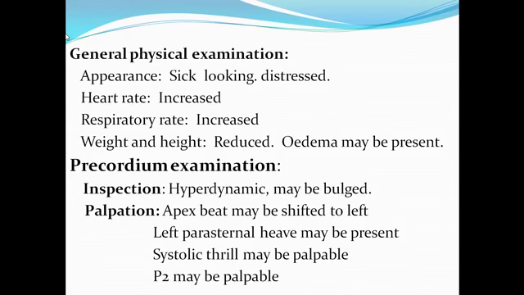When we examine the precordium, on inspection the precordium is hyperdynamic and may bulge. On palpation of the precordium, the apex beat may be shifted to the left. Left parasternal heave may be present. Systolic thrill may be palpable. P2 may be palpable. When pulmonary hypertension has developed, P2 is palpable.